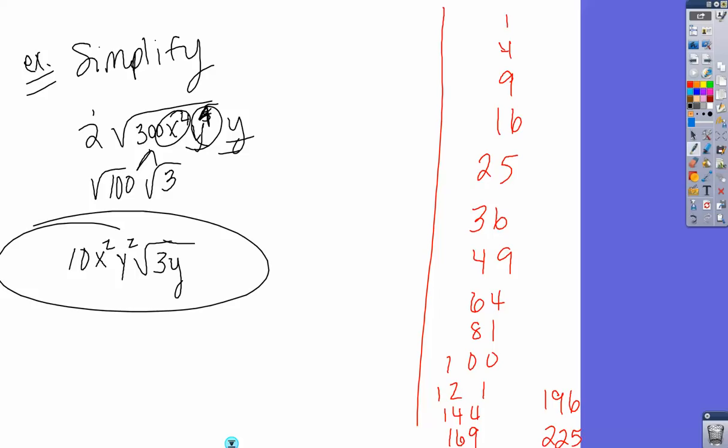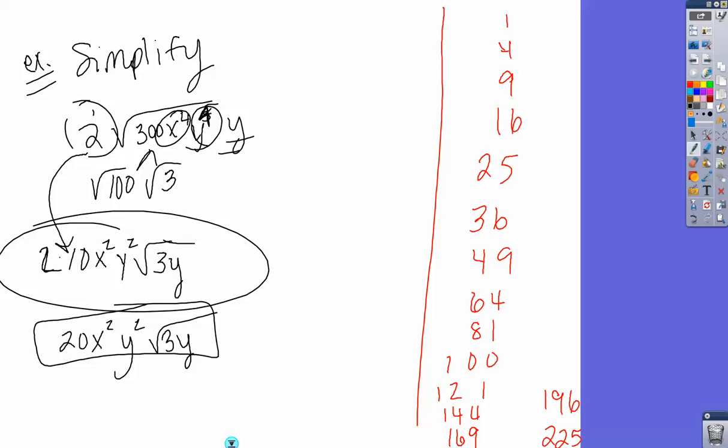If I circle this as my answer, I'm losing a point because this 2 has to come down in front here. So if I put that 2 down in front, notice there's no operation between 10 and 2. What is the only operation in math that's invisible? Well, that's multiplication. So it's really 2 times 10, which is 20x squared y squared times the square root of 3y.